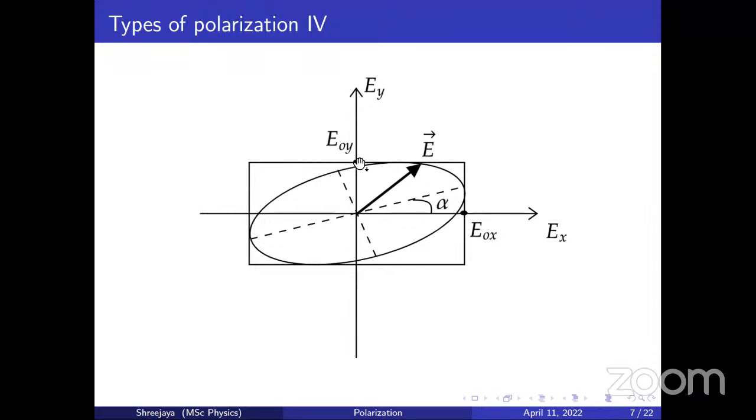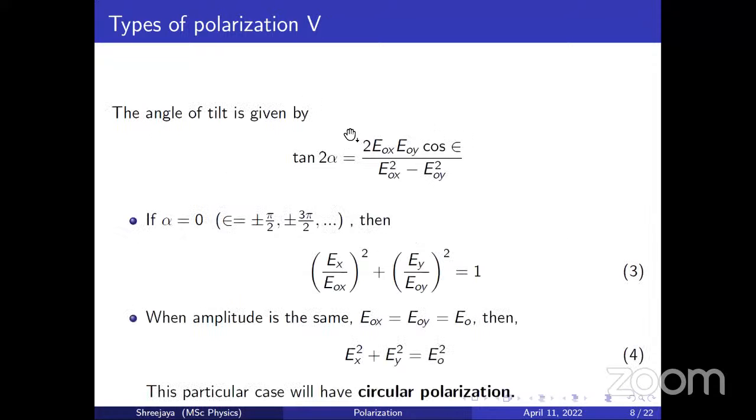These are all the amplitudes. So the angle of tilt for our case will be obtained like this. Using this, we can obtain three cases of polarization. The first one will be when there is no tilt, or when the phase difference is plus or minus pi by 2, or plus or minus 3 pi by 2, etc. Then we obtain this. Then we obtain the general form of the ellipse equation.